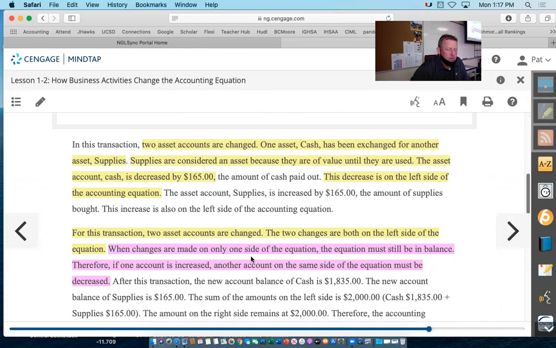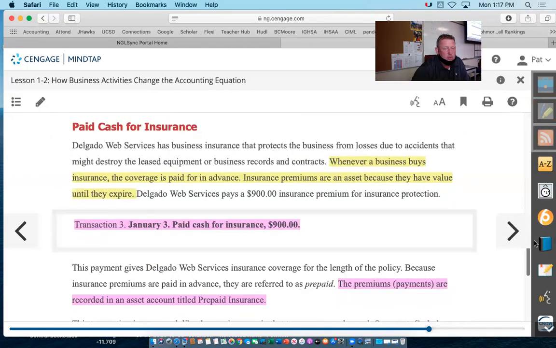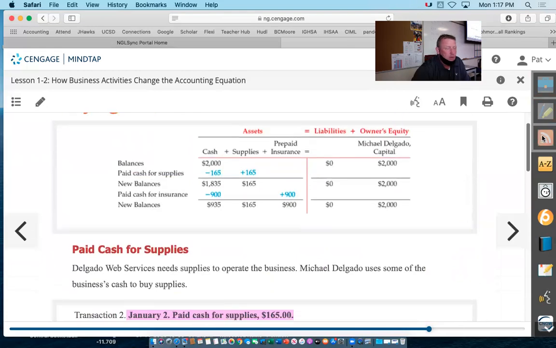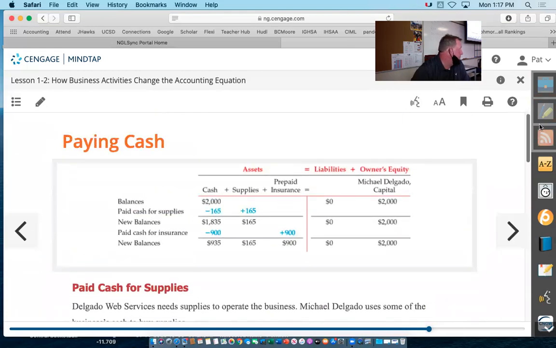When changes are made on only one side of the equation, it must still be in balance, which means one account is increased and another account on the same side is decreased. Okay, and that's what happened with supplies. You all right with supplies?